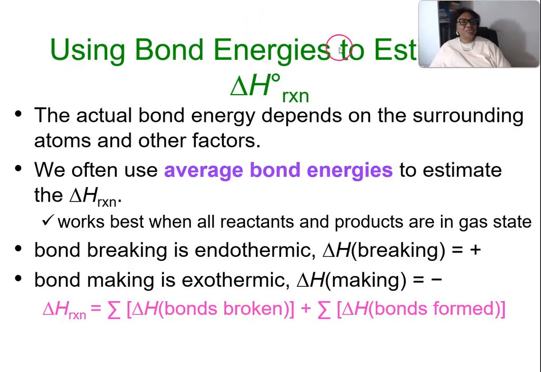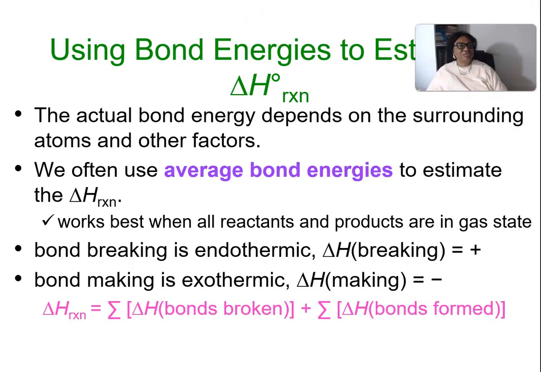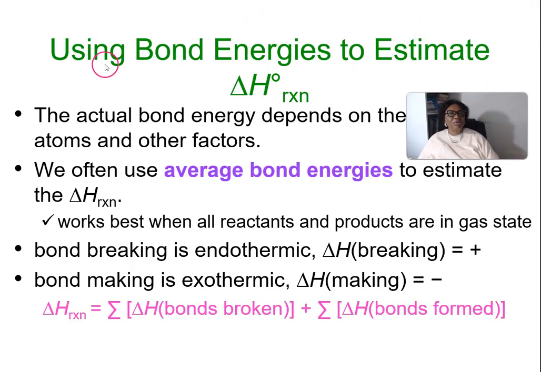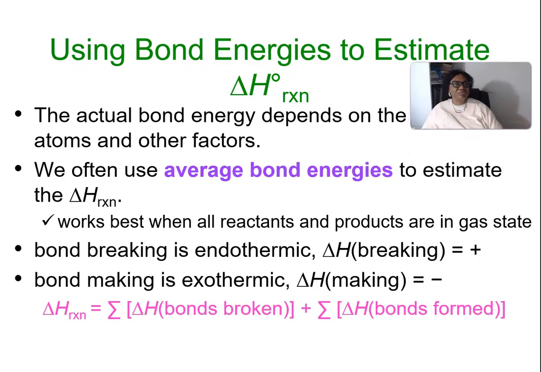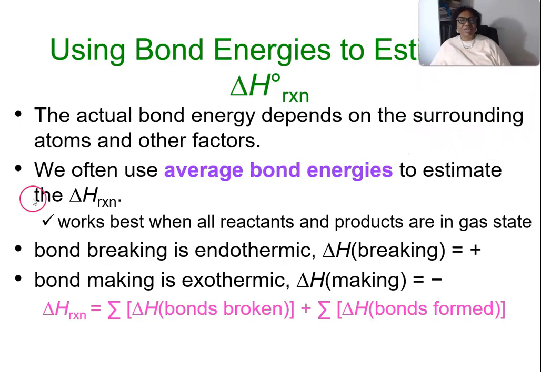Using bond energies to estimate heat of reaction. We want to use bond energies to estimate the heat of reaction. The actual bond energy depends on the surrounding atoms and other factors. We often use average bond energies to estimate the heat of reaction. It works best when all reactants and products are in the gaseous state.